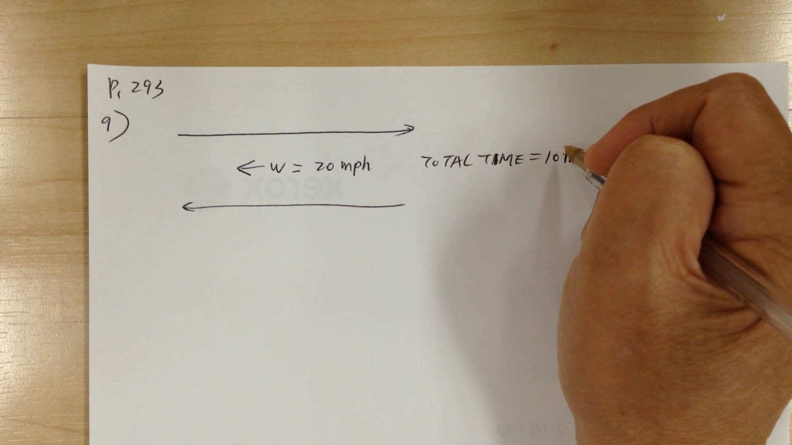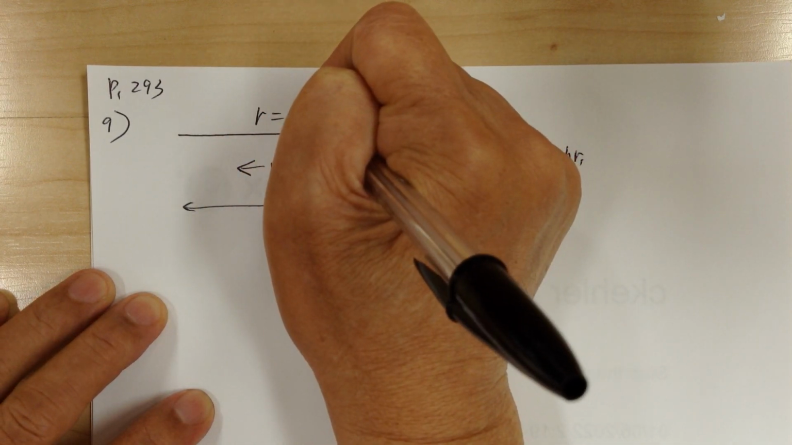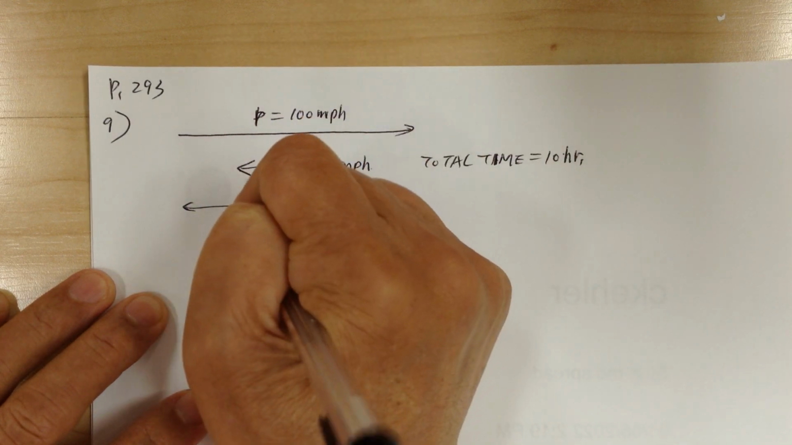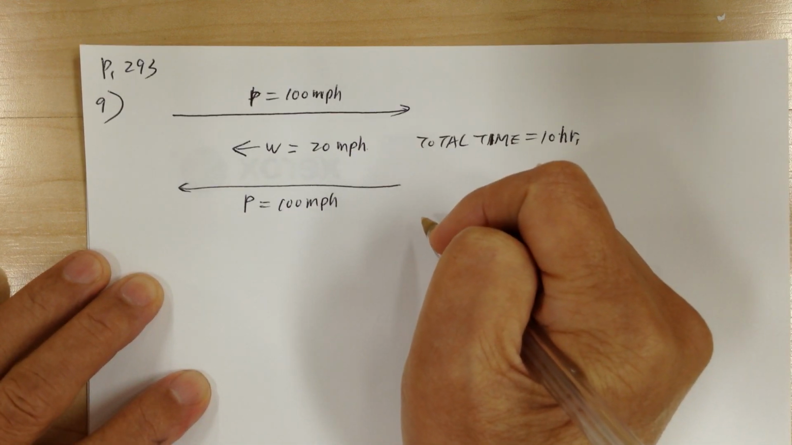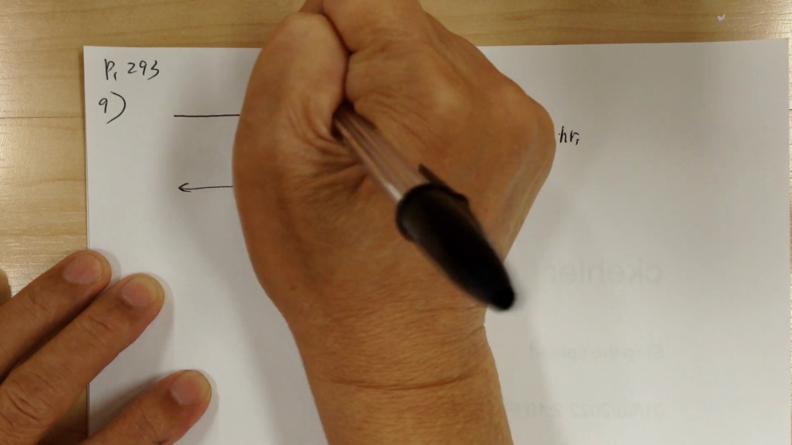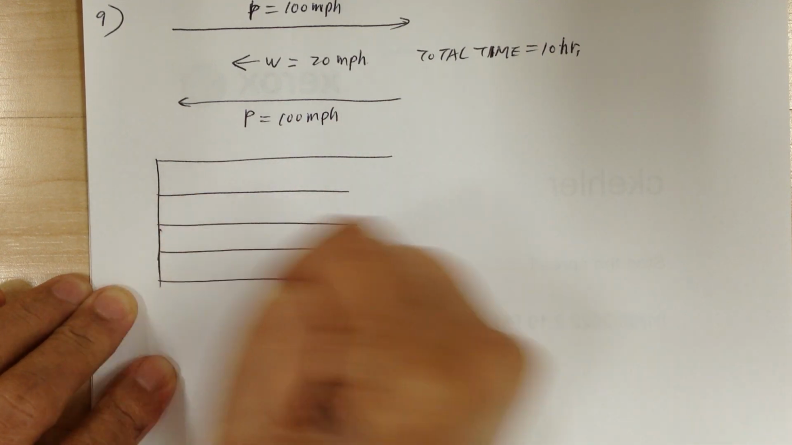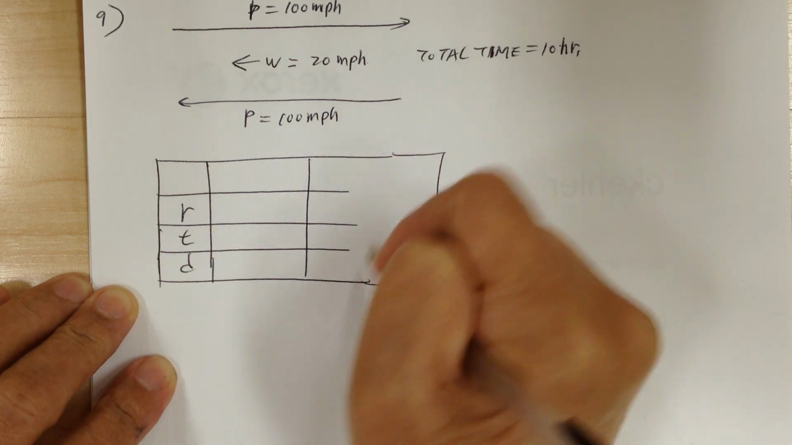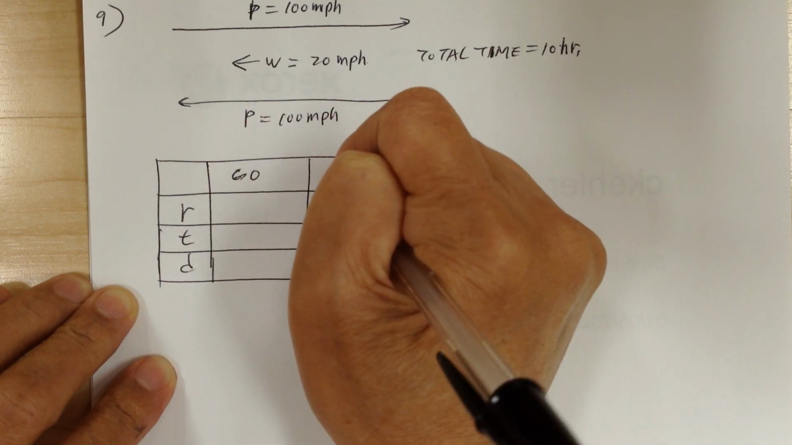If the plane makes 100 miles per hour in still air, so the airplane rate equals 100 miles per hour. How far is the storage? So you're looking for the distance. Let's get our information together. This is going and this is return.